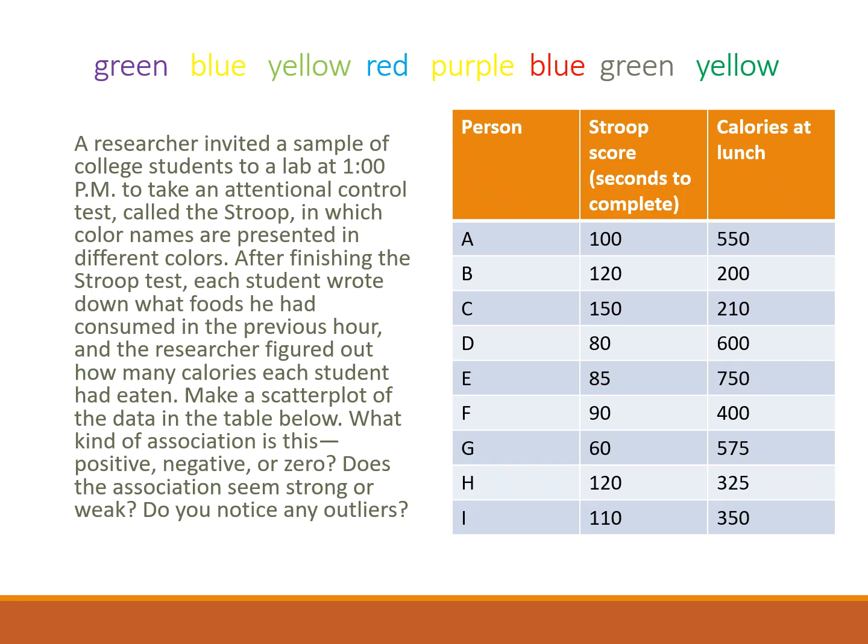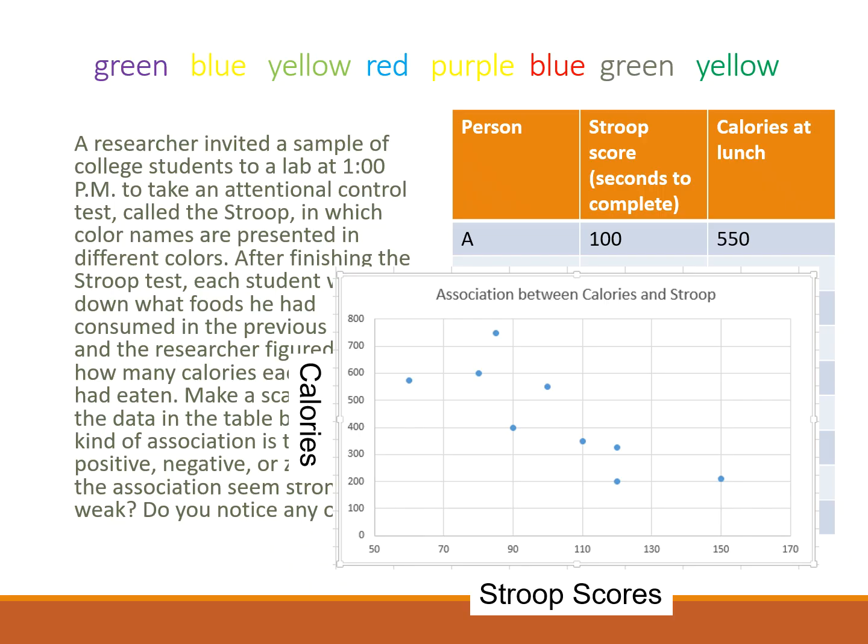Coming back, here's what I came up with. So we can see the association between calories and Stroop. In other words, the less calories, the quicker people were at the Stroop test. Now, notice this is a negative correlation. As one variable goes up, the other one actually goes down, and vice versa.